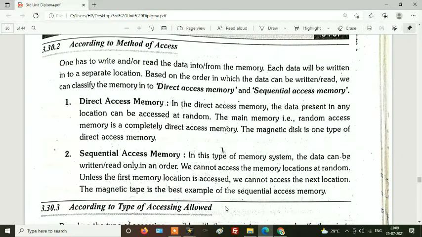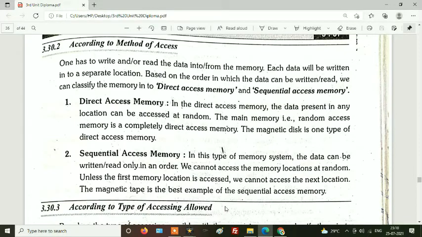Here the memory is classified based on the accessing method. According to the method of access, the memory is divided into two categories: one is direct access memory and another one is sequential access memory. The data written into the memory or read from the memory can be done in two methods, direct access or sequential access. Based on these accessing methodologies, the memory is divided into direct access memory and sequential access memory.